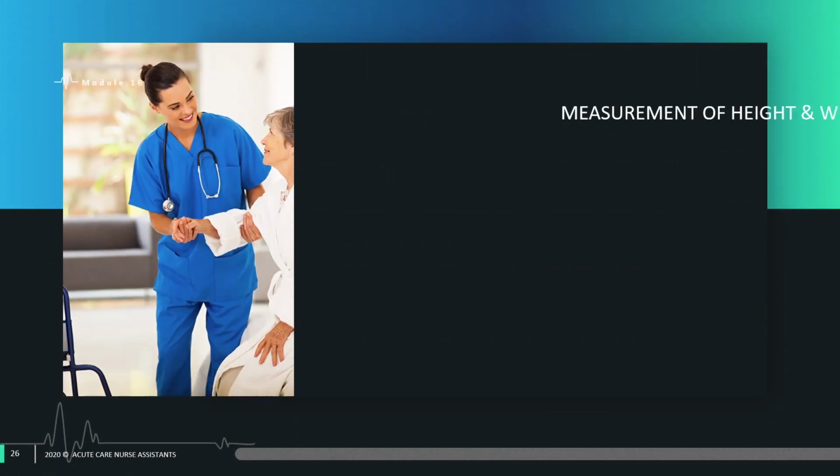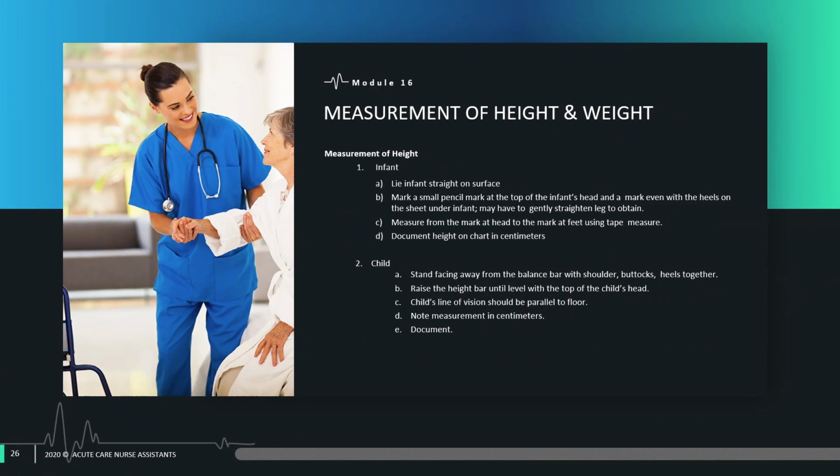Module 16, Measurements of Height and Weight. Measurement of height. Infant. Lie the infant straight on a surface. Mark a small pencil mark at the top of the infant's head and a mark even with the heels on the sheet under the infant. May have to gently straighten a leg to obtain this. Measure from the mark at the head to the mark at the feet using a tape measure. Document height on the chart in centimeters.